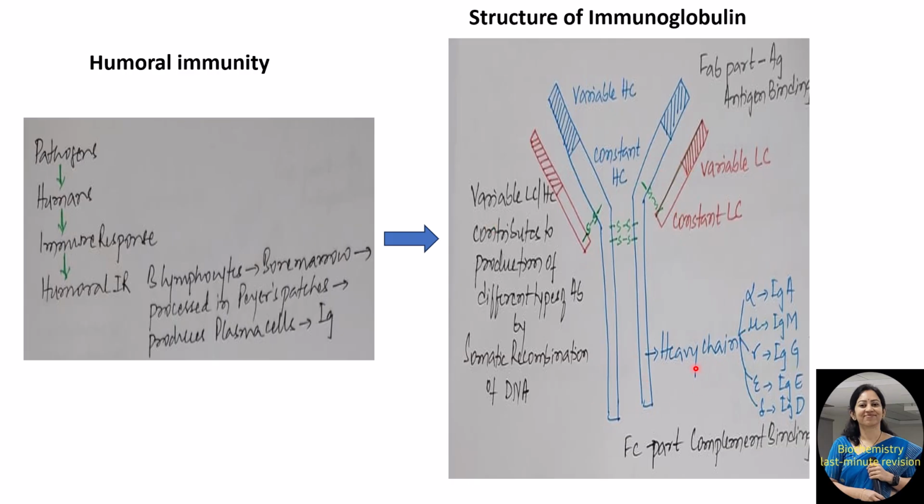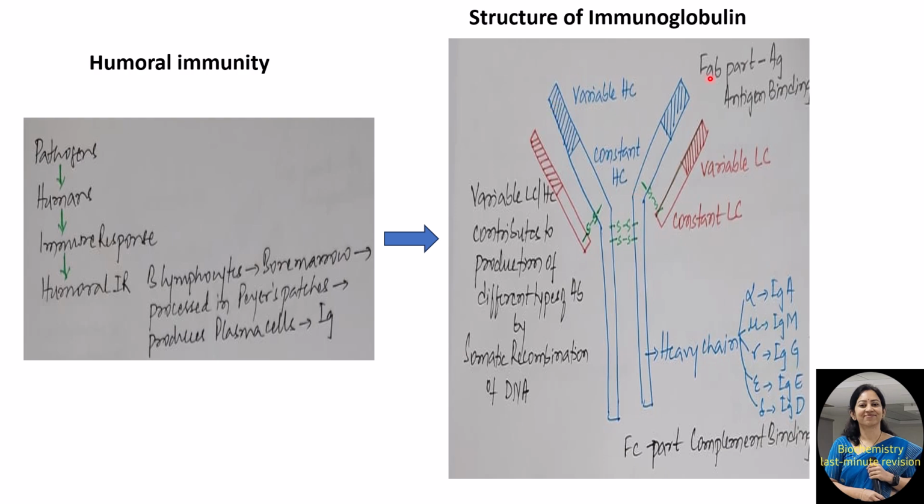Based on the presence of heavy chains, immunoglobulin can be classified as immunoglobulin A with alpha heavy chain, M with mu heavy chain, immunoglobulin G with gamma chain, immunoglobulin E with epsilon chain, and delta chain immunoglobulin is termed immunoglobulin D. Both the light chain and the heavy chain have two regions. One is a variable region where the amino acid sequence varies, and the other is a constant region where the amino acid sequence is constant.